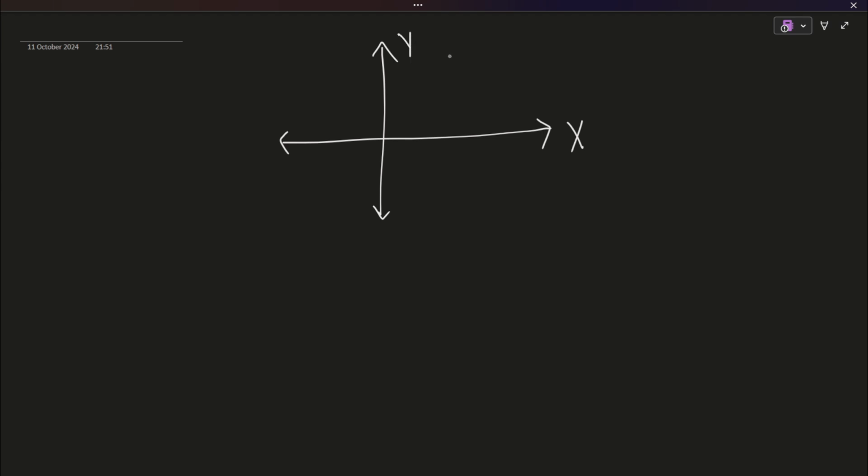The positive direction in y-axis is above, and for x-axis it is right hand side, like this. On the left hand side, it is called x prime, which is the negative x-axis, and on the downside, it is the negative y-axis. The intersection of axes is called origin, and it is written as O.